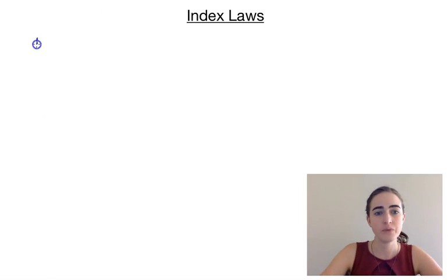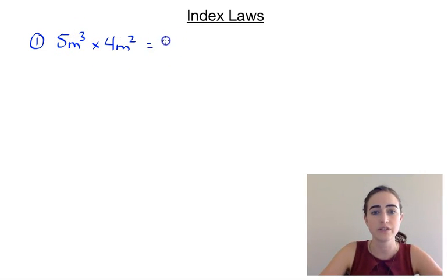So the first example we want to have a look at is if we've got 5m cubed times 4m squared. So we'd multiply our numbers together first. So the 5 times 4 would give us 20. And then our m's, we're going to add those indices because it's multiplied. So we've got 3 plus 2 would give us 5. So we end up with 20m to the power of 5.